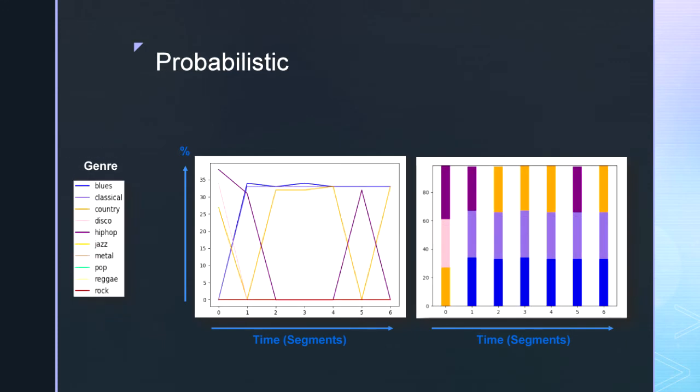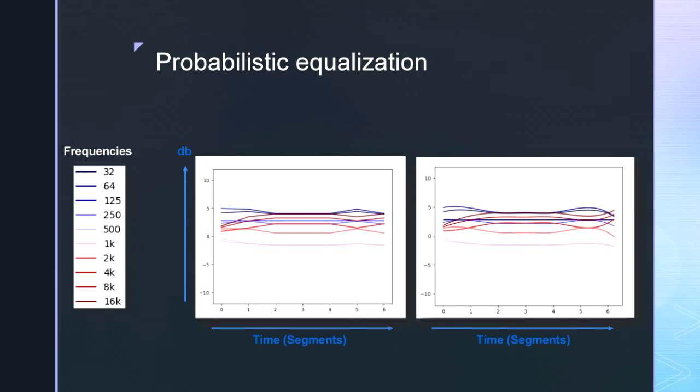The second experiment consists of removing the softmax function, using the three most probable genres and weighting their profiles. As you can see, the results for the equalization profiles do not differ much from the softmax one, but the changes in volume are much slower and softer over time.